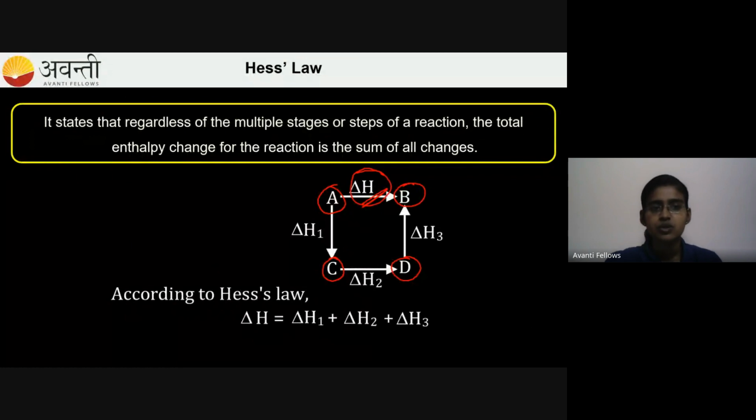So regardless of the multiple steps or stages of a reaction, the total enthalpy change, which is delta H for the reaction, is the sum of all the changes. Delta H is equal to delta H1 plus delta H2 plus delta H3. So this is Hess law, which is very easy. This is called Hess law. Is this okay? Clear for all? Did you guys understand? Yes.